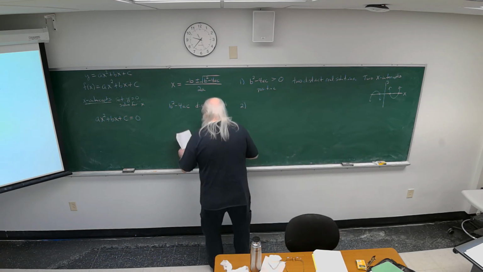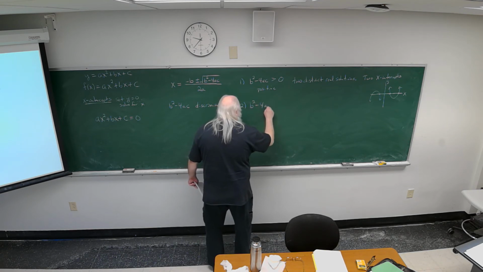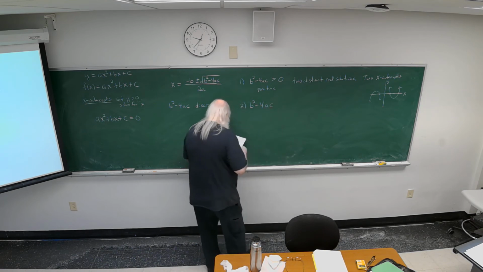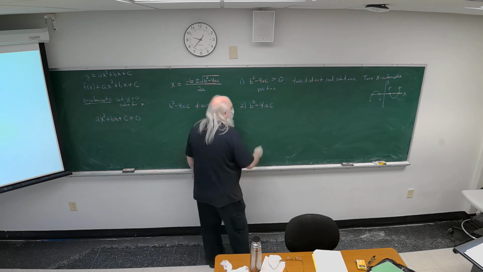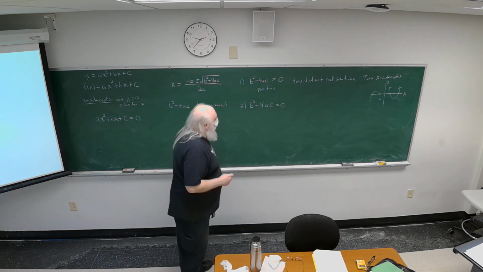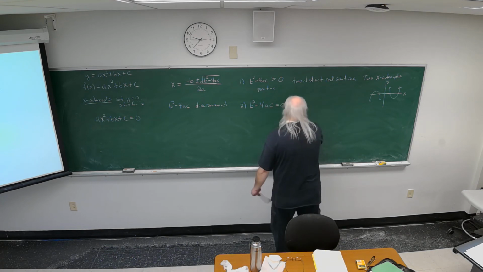If the discriminant, b squared minus 4 times a times c, is exactly equal to 0, okay? Then there's only one real solution.